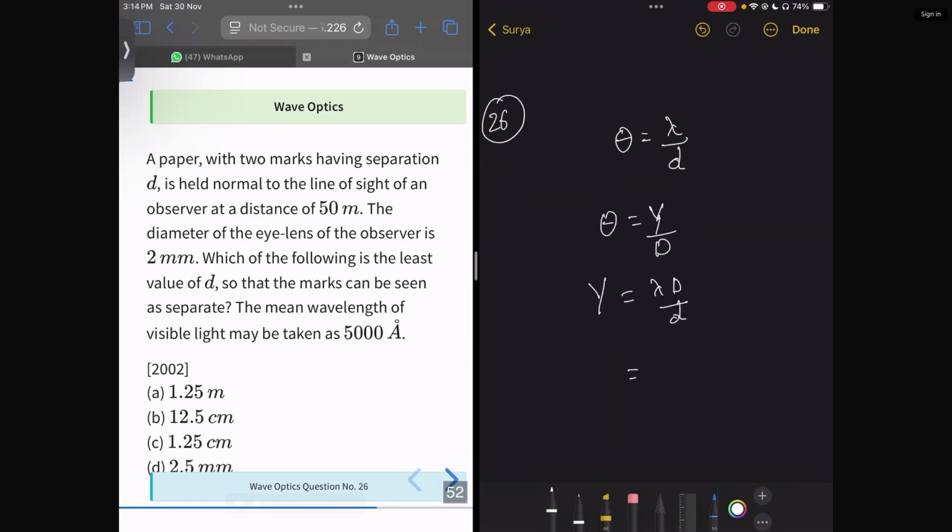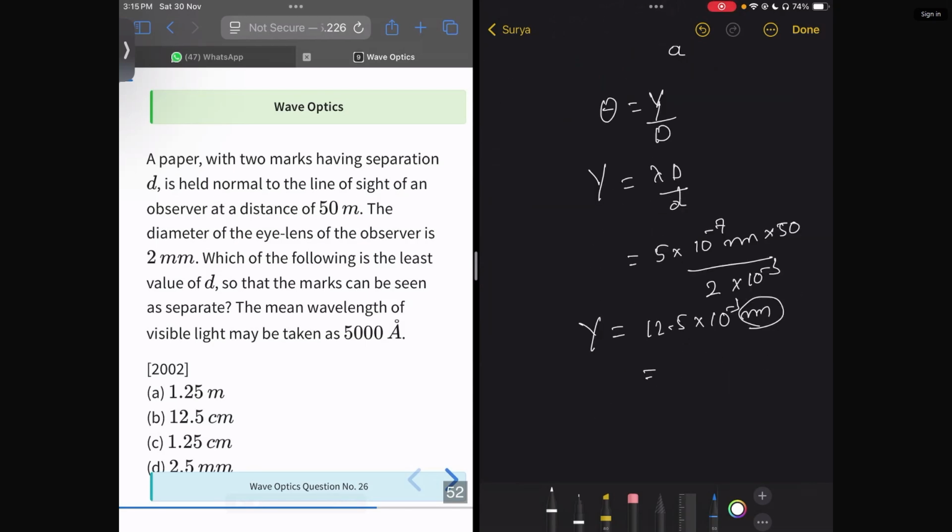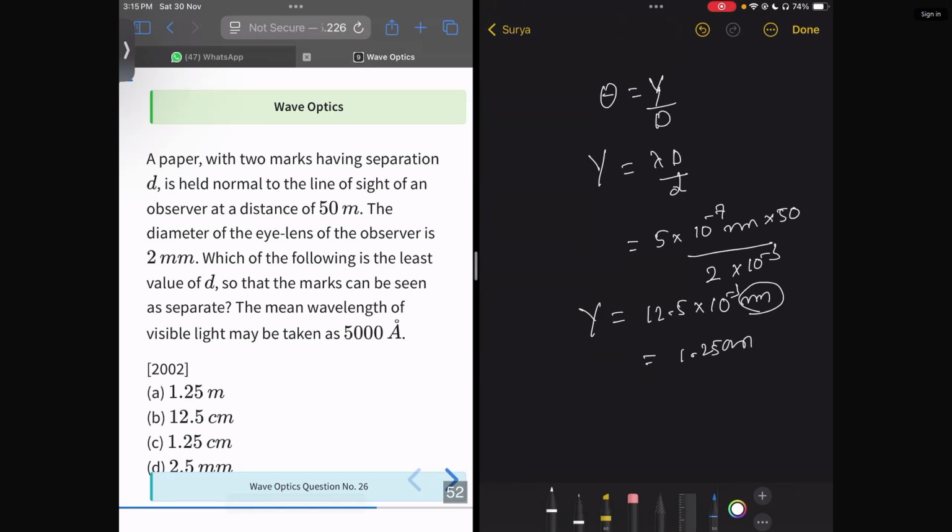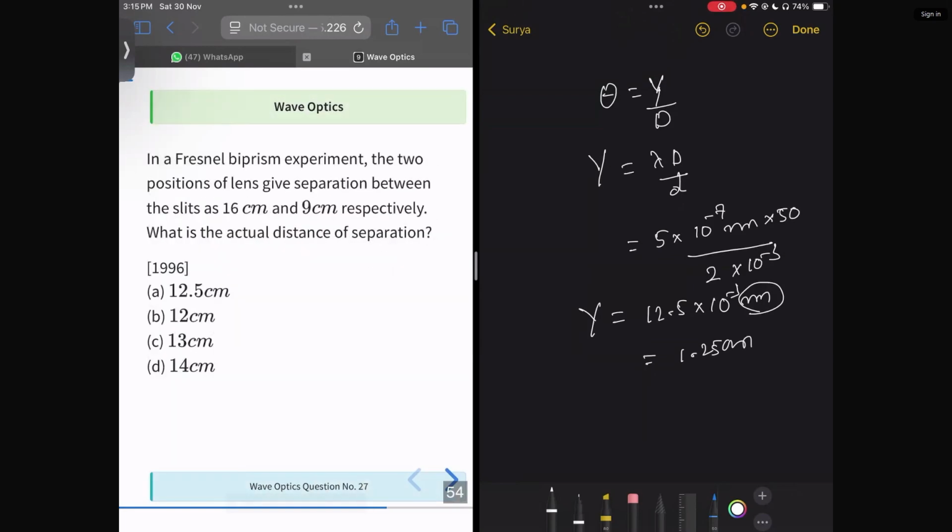So putting in everything we know: 5 into 10 power minus 7 meter, D is 50 meter, into 50, divided by small d, which is 2 mm, 2 into 10 power minus 3. So y is equal to 12.5 into 10 power minus 3 meter. 1 meter is 100 centimeters, so it is 1.25 centimeter. Next one.